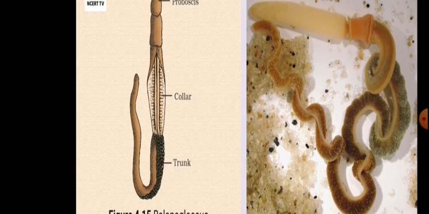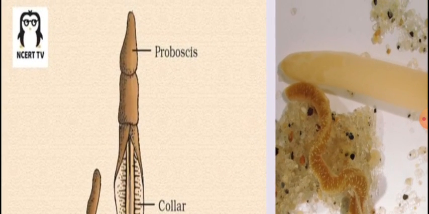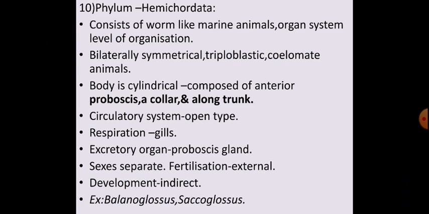Then circulatory system is open type. Respiration takes place through gills. They are found in marine water. Excretory organ is called the proboscis gland. The sucking organ is called the proboscis and the excretory organ is called the proboscis gland.